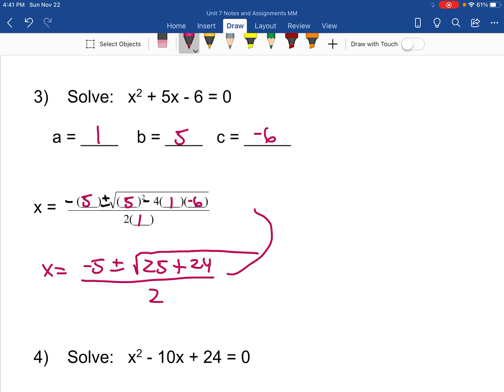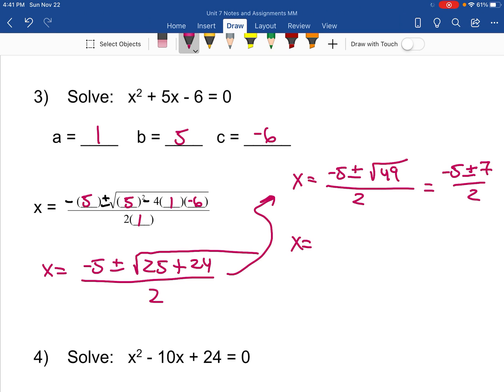Okay, I'll come up here. X equals negative 5 plus or minus the square root of 49 over 2. Square root of 49 is 7. So we've got negative 5 plus or minus 7 over 2. So here's where I get my two solutions: negative 5 plus 7 over 2 and negative 5 minus 7 over 2.